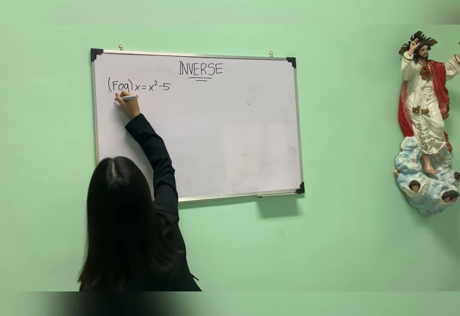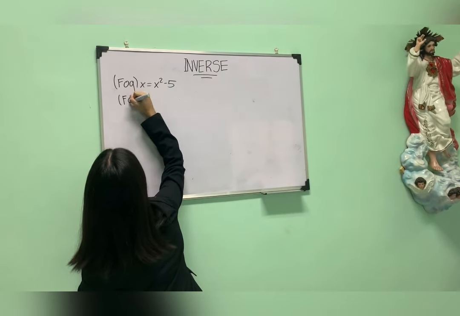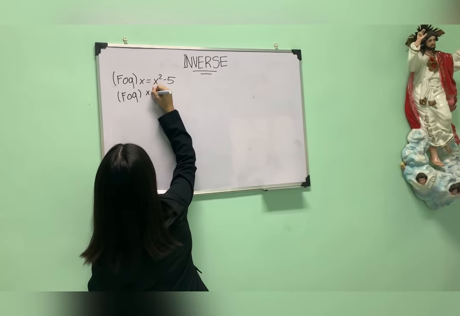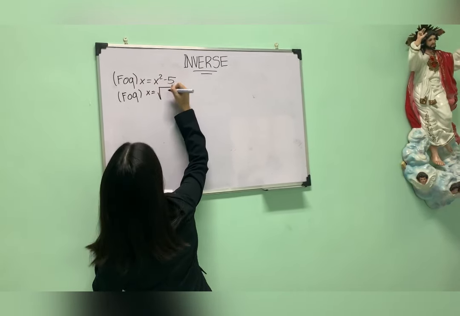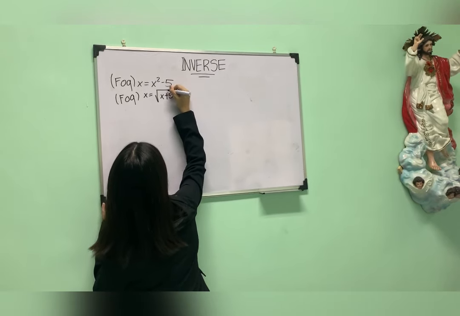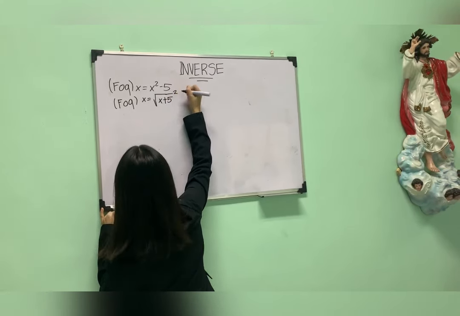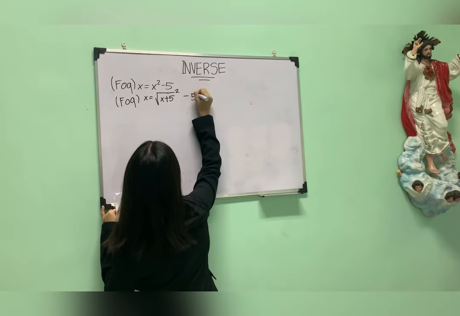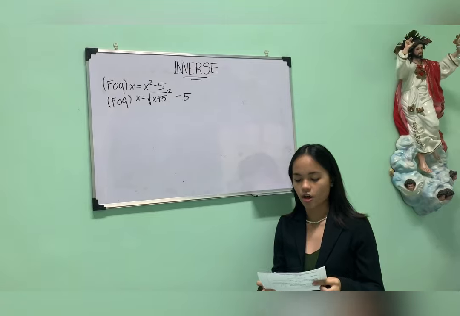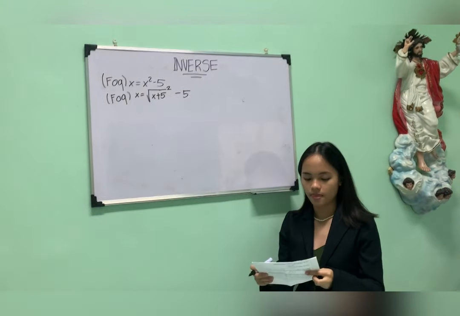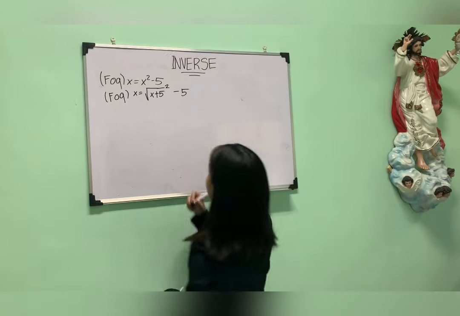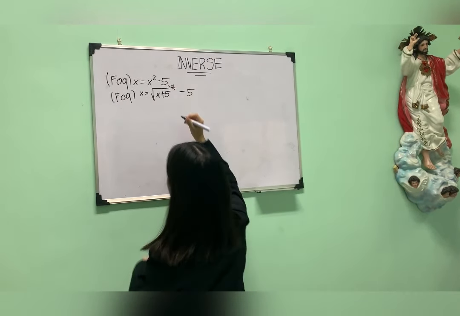So that will become f circle g of x is equals to square root of x plus 5 squared minus 5. Since there is a square root of the squared x plus 5, therefore the square root sign and square will be cancelled. So, cancel.